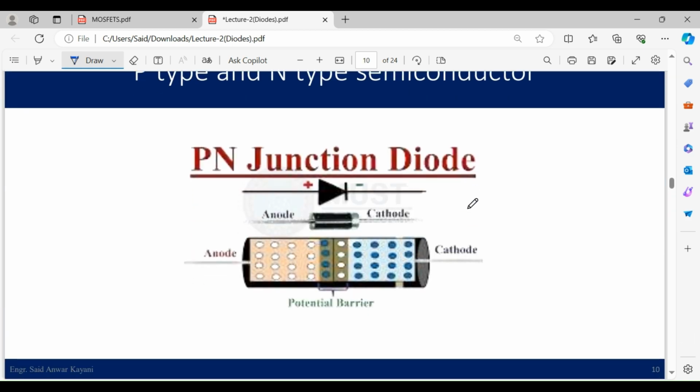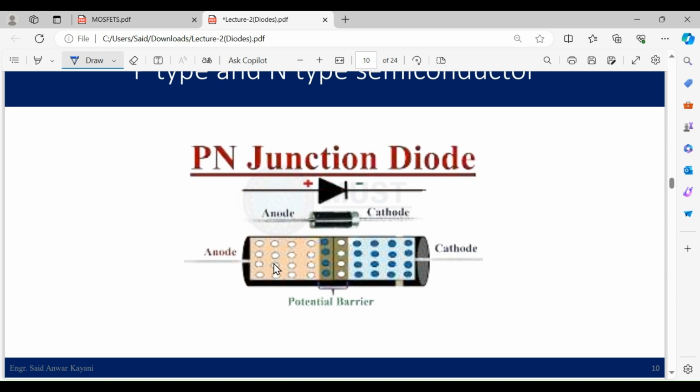Okay, this is the p-n junction. One side is the anode, that is p-type.